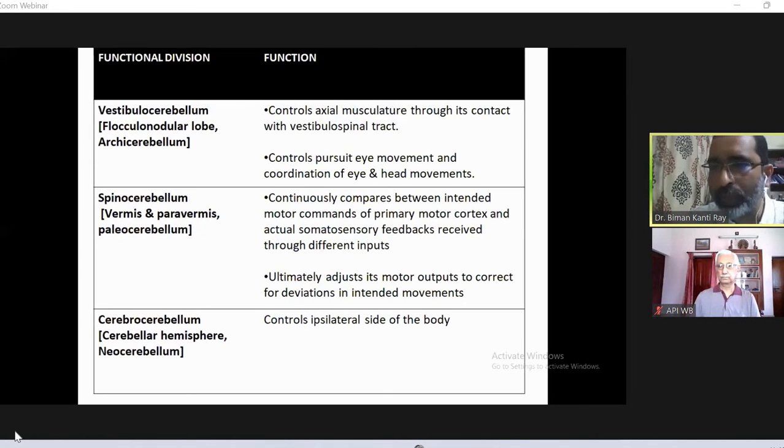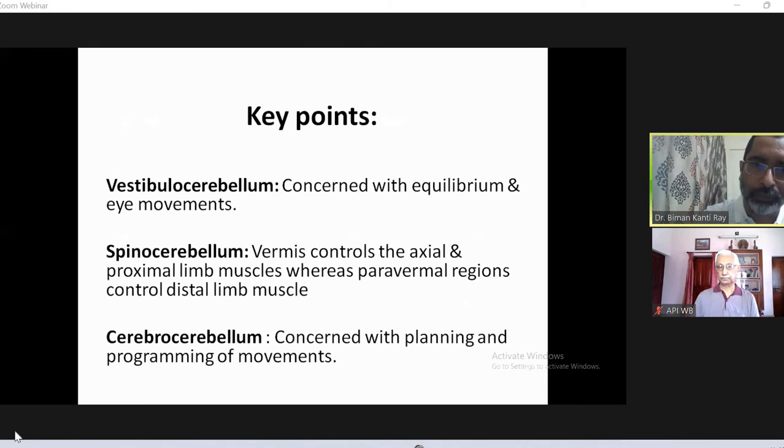So by this time we have known the different parts of cerebellum and the different functions related to them. The key point is vestibulocerebellum is concerned with equilibrium and eye movement. Spinocerebellum controls the axial and proximal limb muscles, particularly the vermis part, whereas the paravermal regions control the distal limb muscles, and the cerebellar hemisphere controls the planning and programming of any movement.